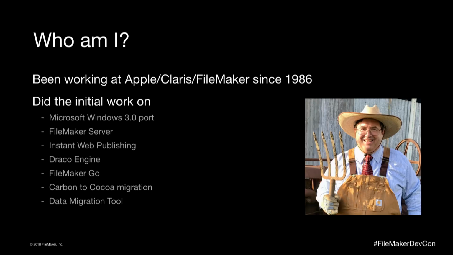I've been working at Apple since '86, which then turned into Claris and then FileMaker. I've been working on FileMaker itself since around '89. I did the initial Windows port of FileMaker, the first version of Server, and the first version of Instant Web Publishing, and worked on the Draco engine with John Thatcher and Sean Flowsky. I helped Chris out on the initial Go version, iOS Go.